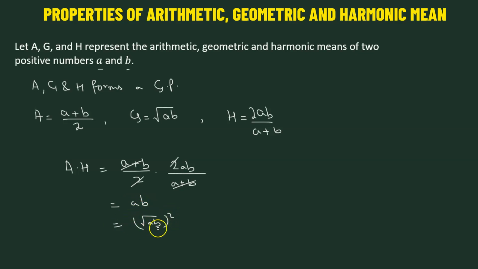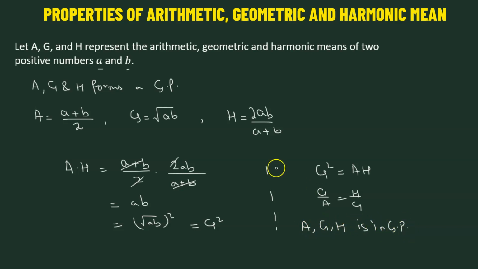We're rewriting it so that we can replace the value of the square root of ab with G, so we get G squared. Now clearly, we're getting the condition that G squared is equal to A times H, or we can say that G over A is equal to H over G. So that means A, G, H is in GP. So it's forming a geometric progression.